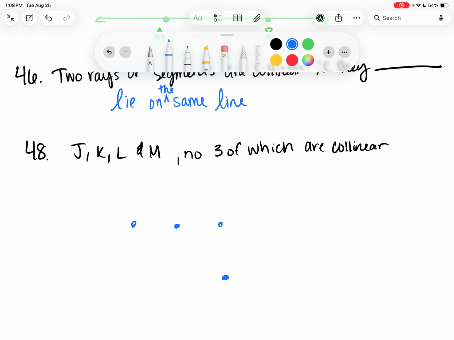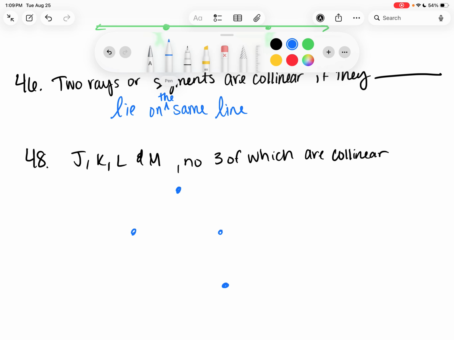So I could take one and I can move it up here. It doesn't matter. Basically, they just can't all be in a single line together. So I kind of need them in like a box or rectangular type shape.